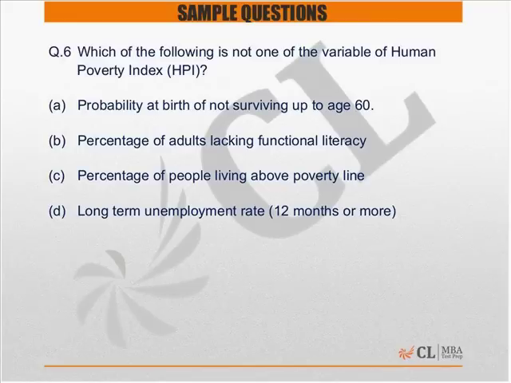The second component is adults lacking functional literacy skill. Then the population below the income poverty line and the rate of long-term unemployment. Here in case of question 6, option A is the correct one.